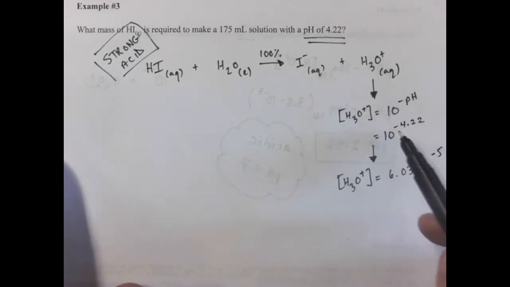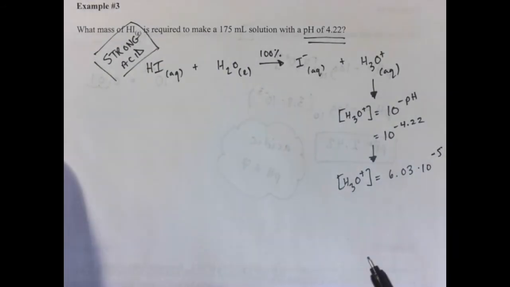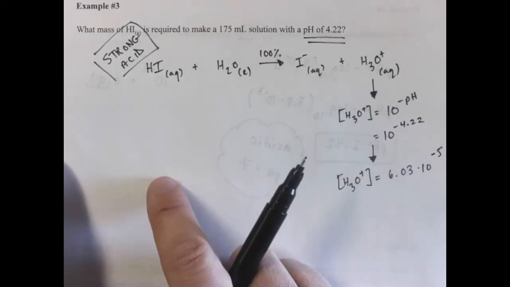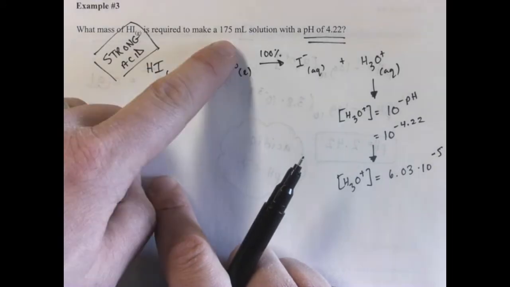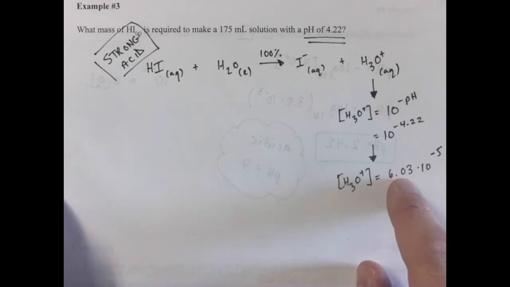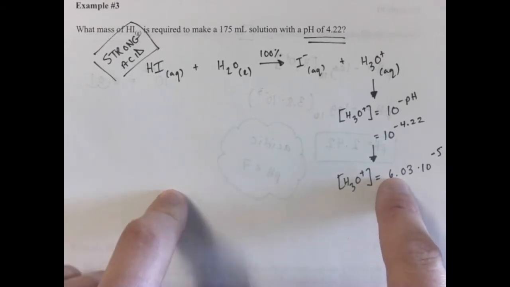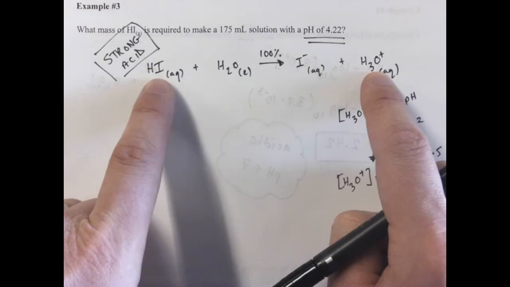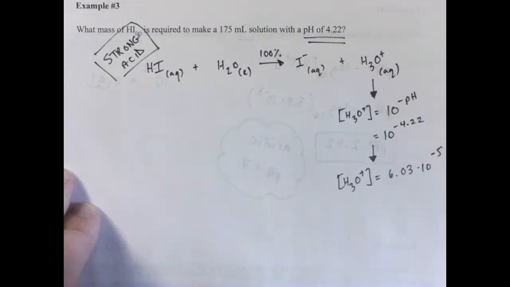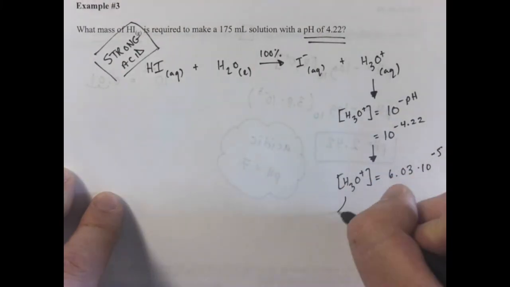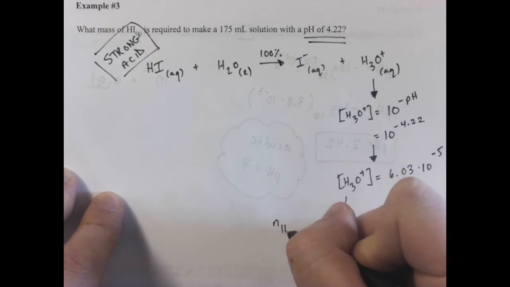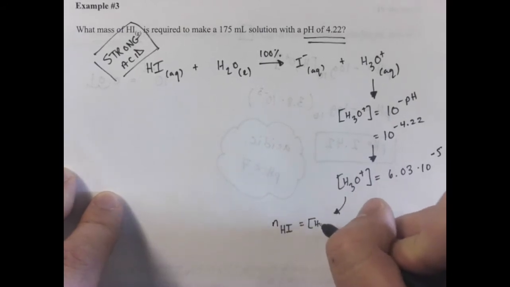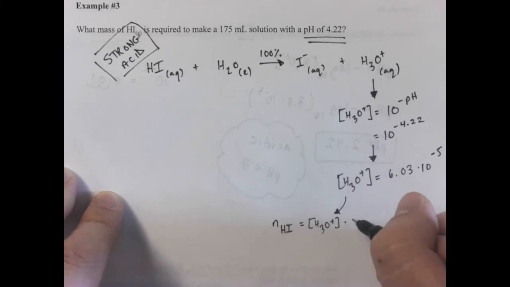And I know that that concentration came about from a 175 milliliter solution. So now I need to figure out how many moles of hydrogen iodide were inside that volume of solution to give me this many moles of hydronium ions. And remember, the assumption I'm making here is that it's 100%, so however many moles of hydronium I have is equal to however many moles of hydrogen iodide I have. So the number of moles of hydrogen iodide is equal to the concentration of hydronium times the volume.